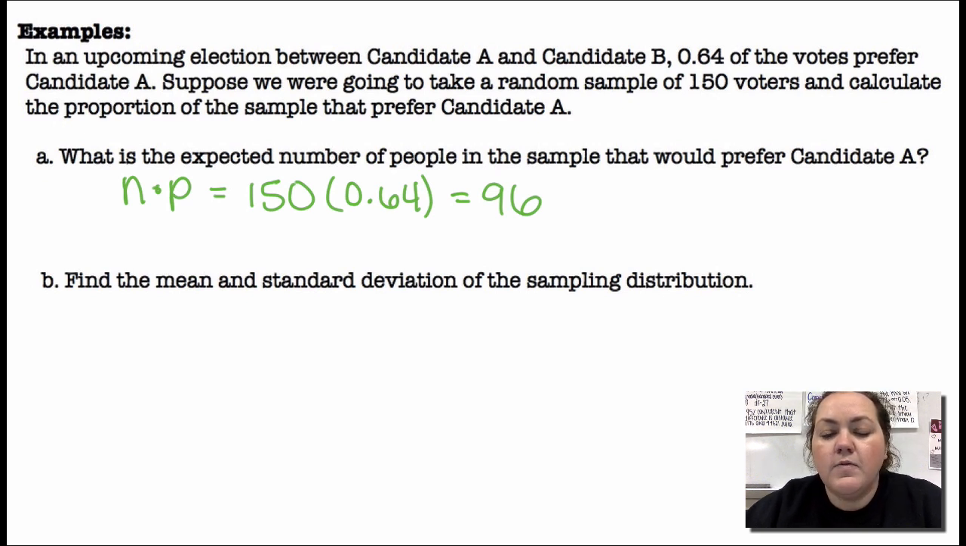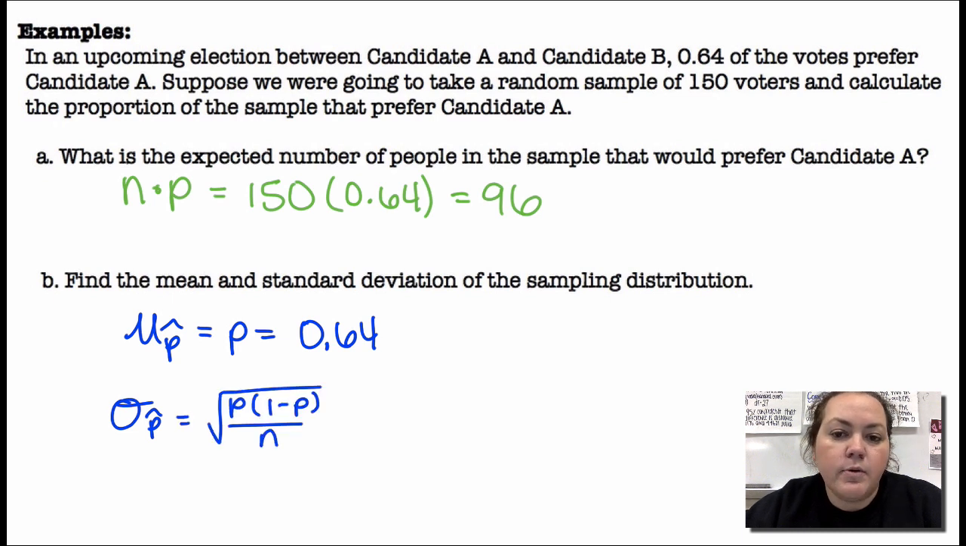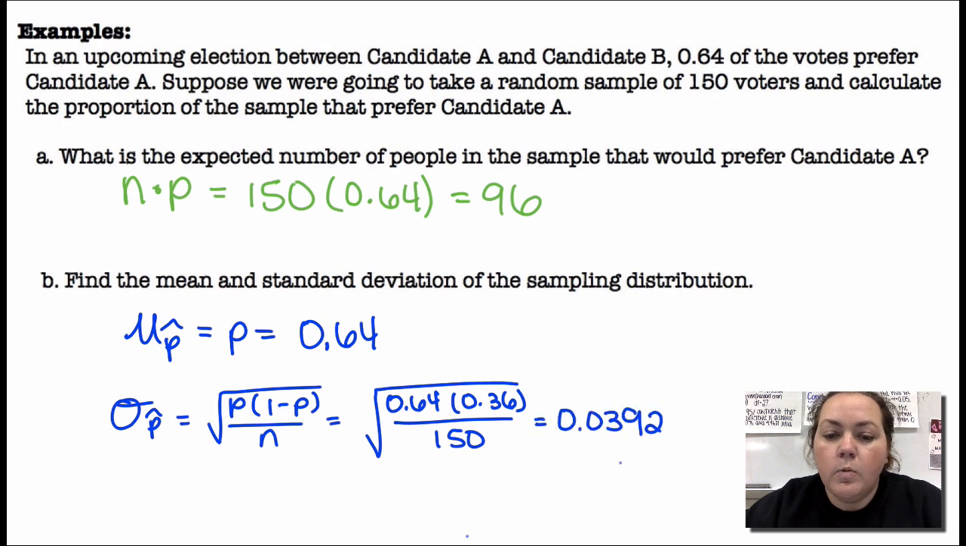Find the mean and standard deviation of the sampling distribution. All right, so this mean is equal to p, my population parameter, which is 0.64 or 64%. The standard deviation of p hat is equal to the square root of p times 1 minus p over n. So 0.64 times 1 minus 0.64, which gives me 0.36, over 150, which works out to be 0.0392.